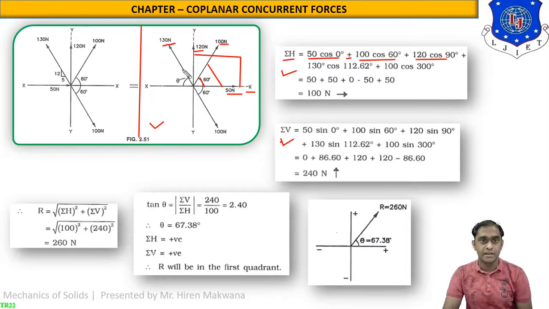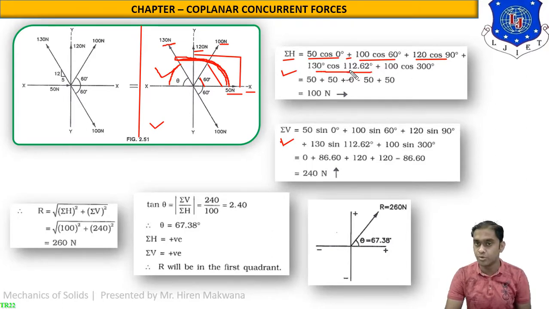This force is making an angle theta with the left x-axis, the negative x-axis, which was calculated earlier as 67.38 degrees, correct? But we are interested in finding the angle of the 130 Newton force from the x-axis only, this angle. So this angle will be 180 minus theta, correct? You are getting this linear pair, 180 minus theta. So it will be 112.62. So the final fourth value will be 130 cos 112.62.